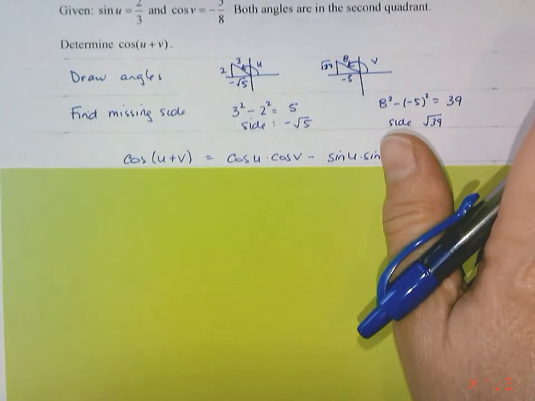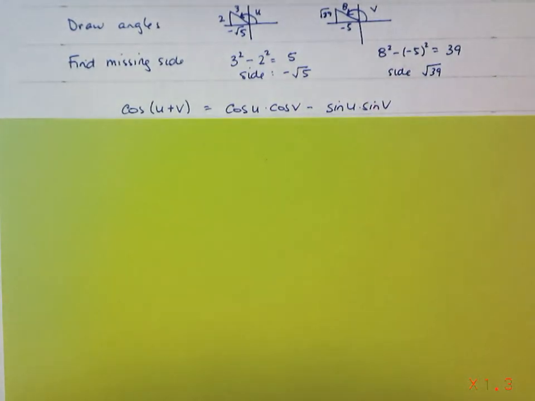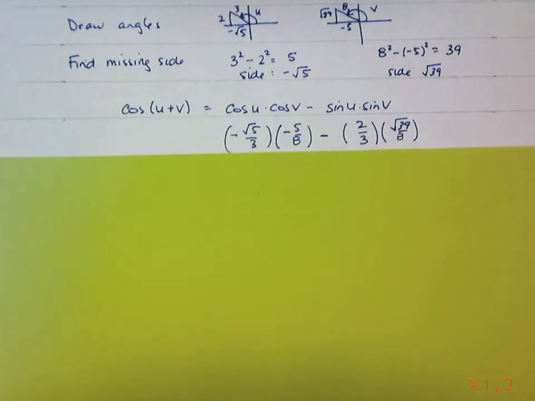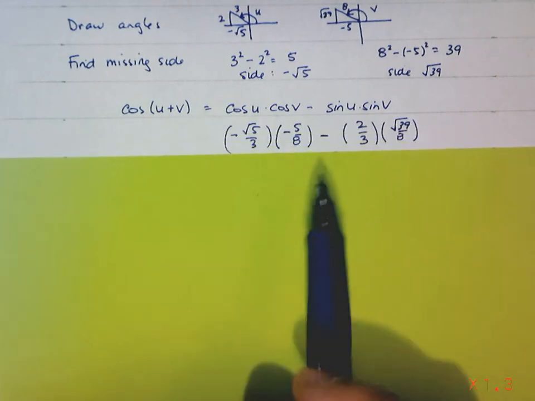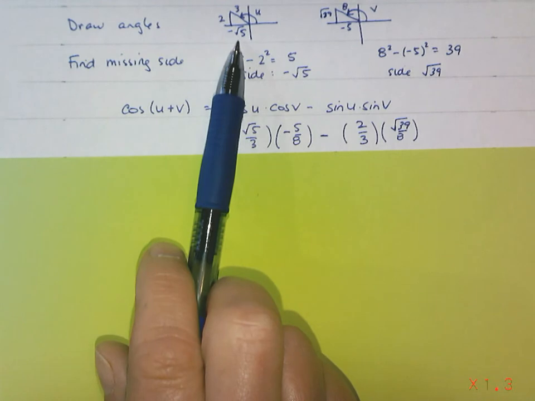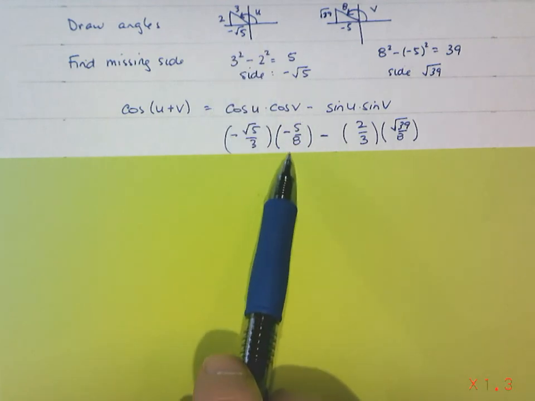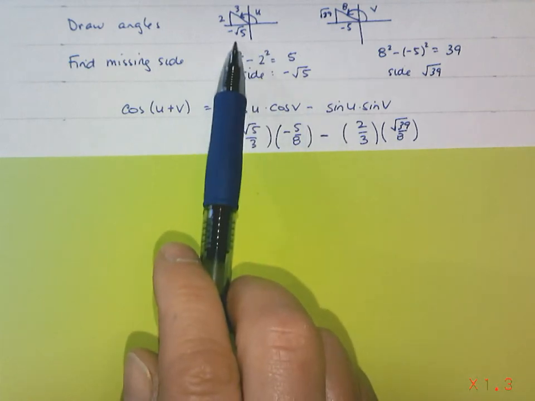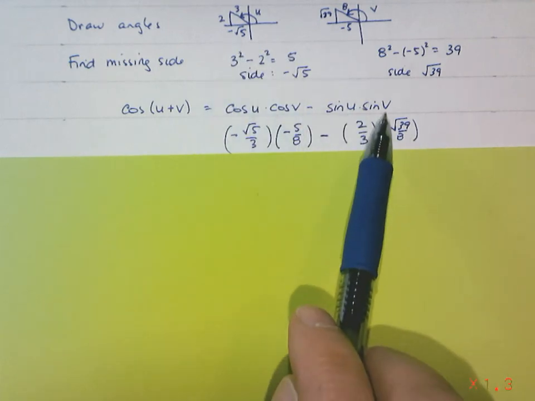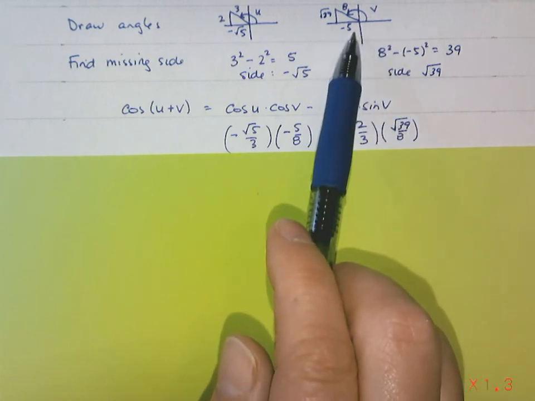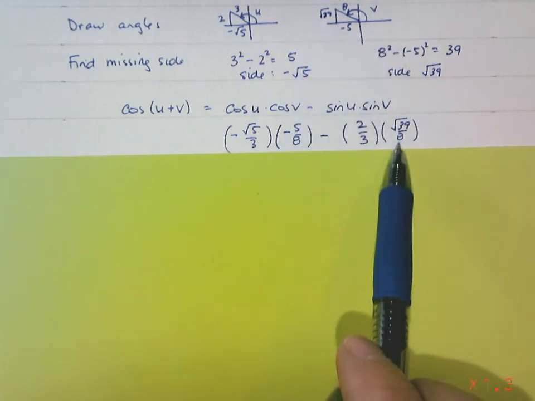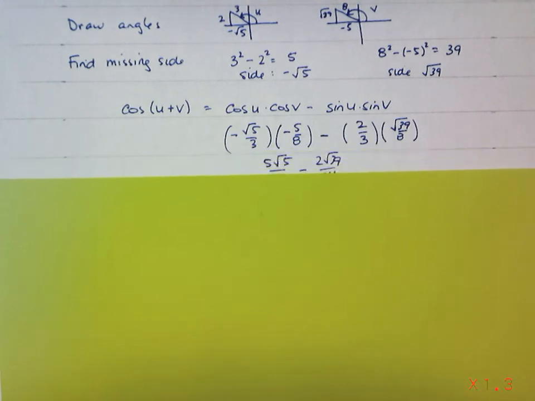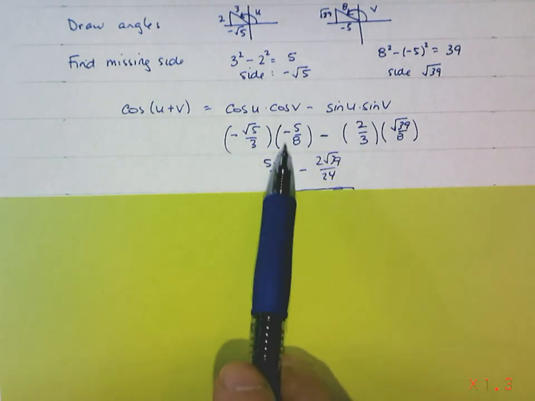And just for my convenience, I go ahead and write the formula again. Then I can look at my diagram. I'd have cosine of u, so I make sure I look here with u. I have cosine v, I make sure I look here at v. Minus sine of u, so I look here for sine of u, which is 2/3. And sine of v, I look here for sine of v, which is going to be square root of 39 over 8. I multiply my terms together.